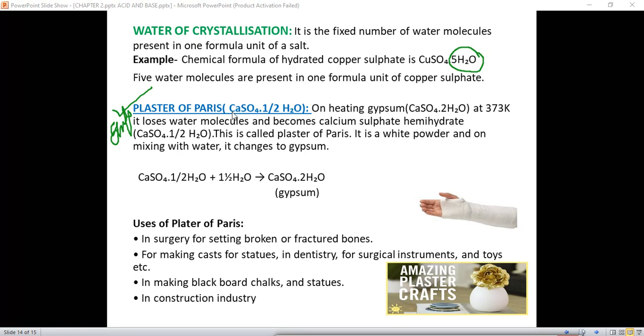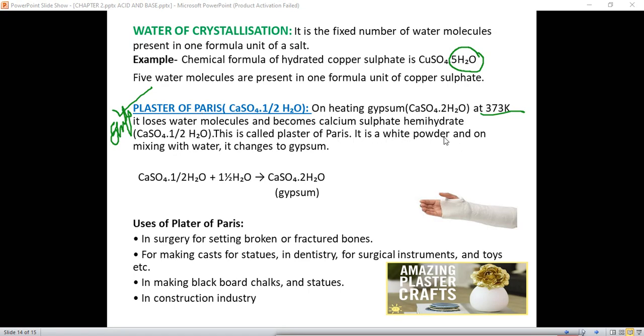On heating gypsum. What is this gypsum? What is the formula of this gypsum? CaSO4.2H2O. Calcium sulfate dihydrate. Okay. On heating gypsum at 373 Kelvin, it loses water molecules and becomes calcium sulfate hemihydrate. So plaster of Paris is prepared from gypsum by heating it at a temperature of 373 Kelvin. This is called plaster of Paris.